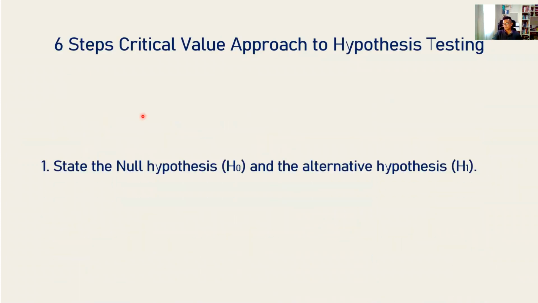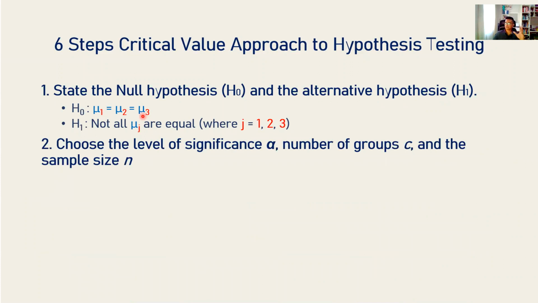The second step is to choose the level of significance, number of groups, and the sample size. Here the level of significance is 0.05. The number of groups, the number of populations that we want to compare, is 3, universities A, B, and C. For the sample size n, in sample 1 we have 5 respondents, in sample 2 we have 5, and in the third sample we have 5. In total we have 15 respondents for the value of n.